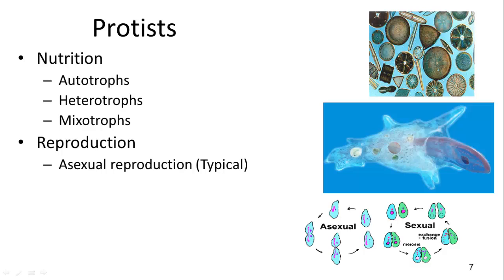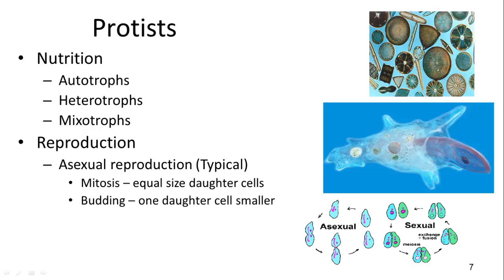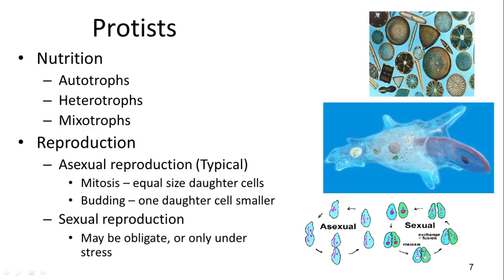They can reproduce asexually, which most of them are able to do through mitosis or through budding, and also sexually. So they don't have the exact same mechanism of sexual reproduction as in mammals, but something very similar. Some of them may be obligate sexual reproducers, so they have to reproduce sexually, or sometimes they will only do it under stressful conditions.